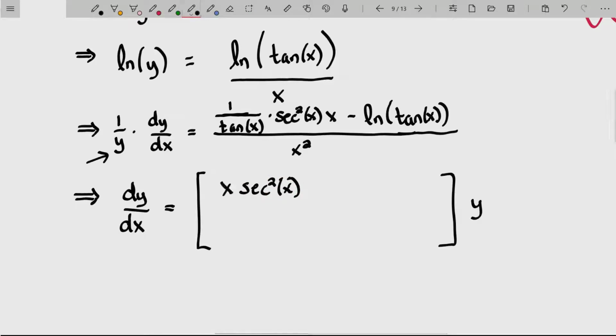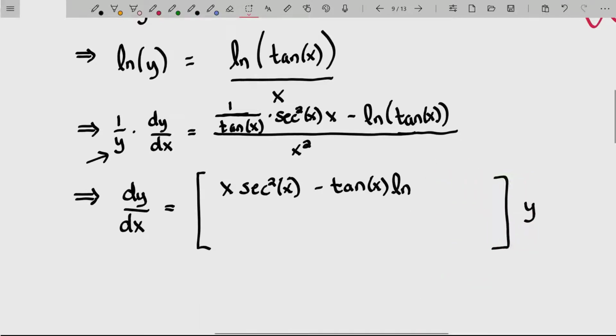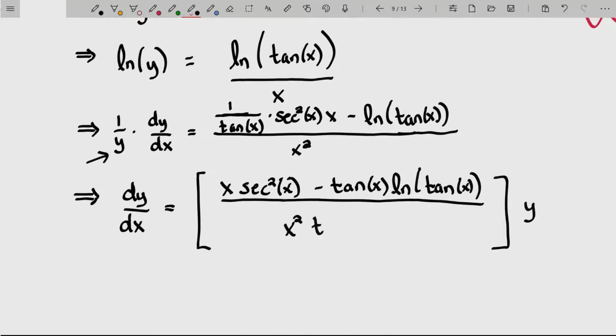So it's x secant squared of x minus, again, I'm multiplying both numerator and denominator by the tangent. So I'll have a tangent of x times the natural log of the tangent of x. And this is all over, again, I'm multiplying top and bottom by tangent, so it's x squared times tangent of x. And again, I multiply both sides by y there, but what is y?